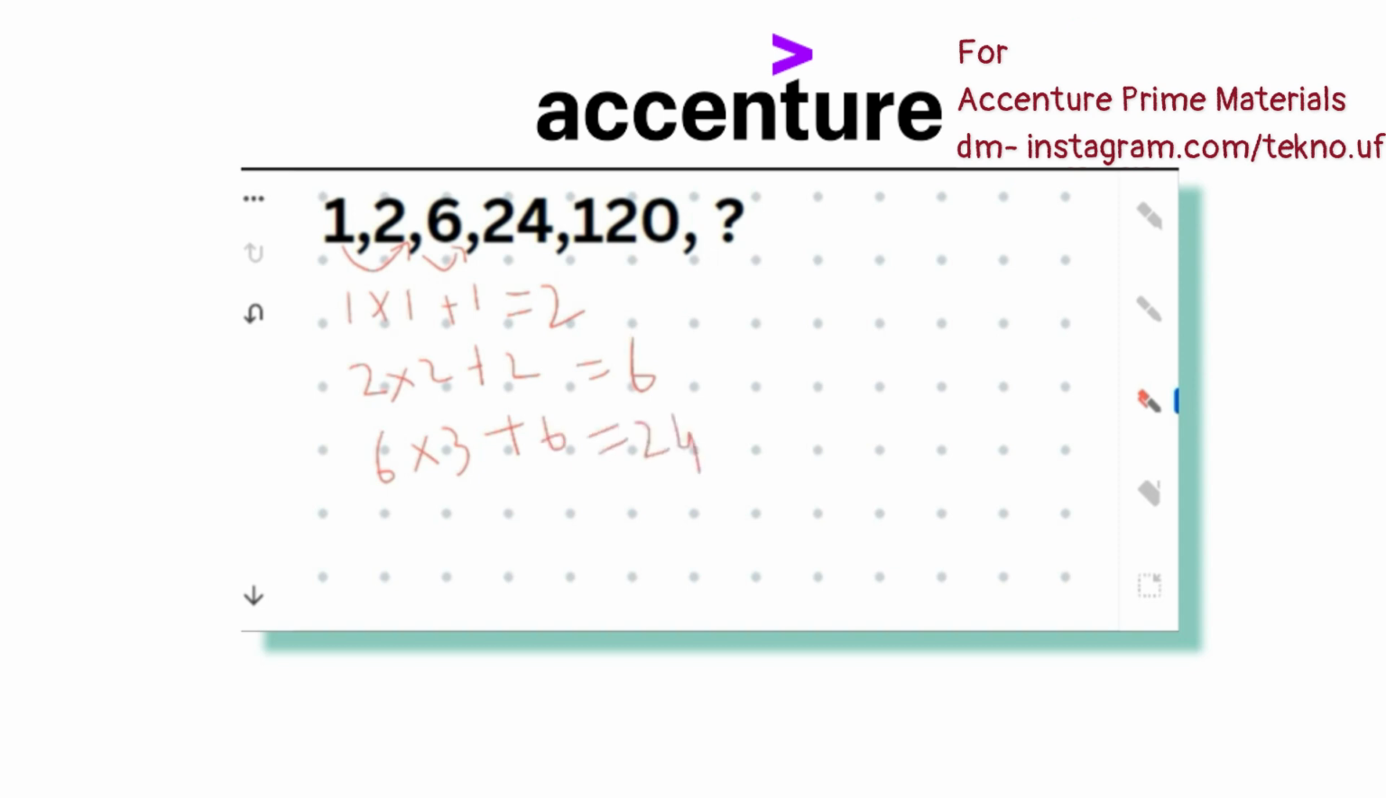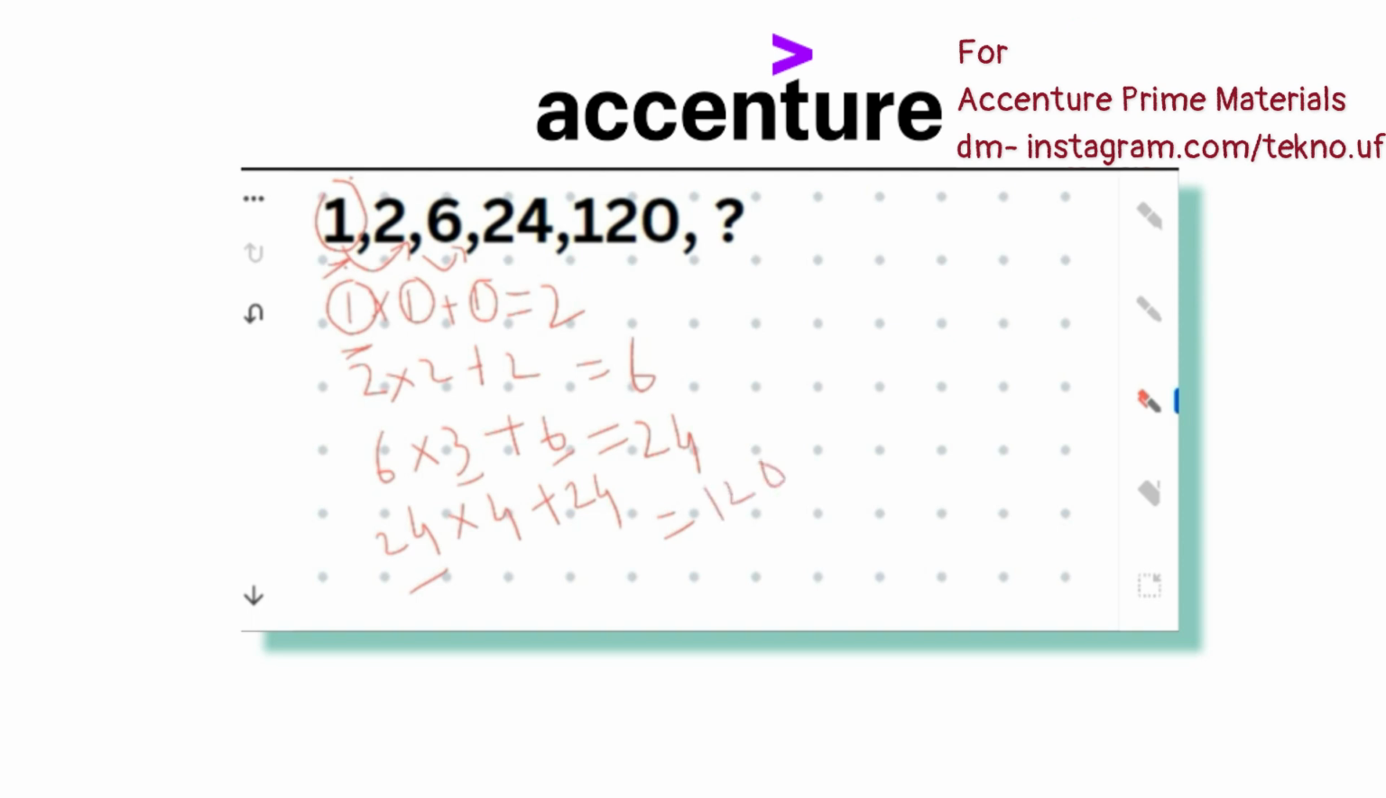So we can see the pattern: this multiplier is gradually increasing by 1, and the number we add is the same number which is present inside the series, right? So here, 24 multiply, this will be increased by 1, that is 4, plus the same number which is present here, that is 24. So 24 multiply 4, that is 96, plus 24, that is 120.